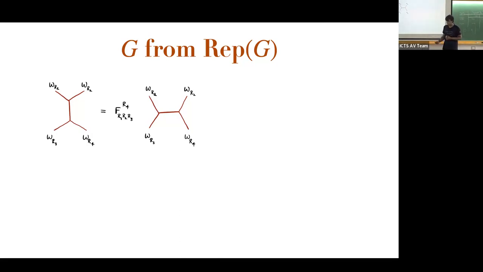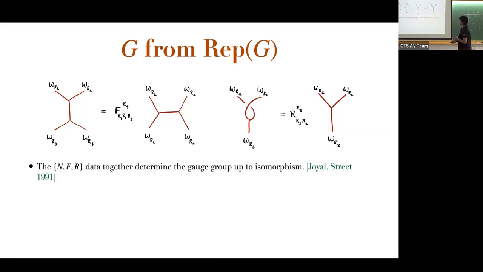F matrices. And if we have a braiding of Wilson lines, we can unbraid it at the cost of adding some R matrices. So this is some extra data that is also associated with Wilson lines. And it is known that N, F, and R together do determine the group up to isomorphism. N, remember, is the fusion coefficients. The OPE data is determined by N. F is the associativity, R is the braiding. Together this does determine the group up to isomorphism. But F and R are different from N in the following way. N is the OPE rules.